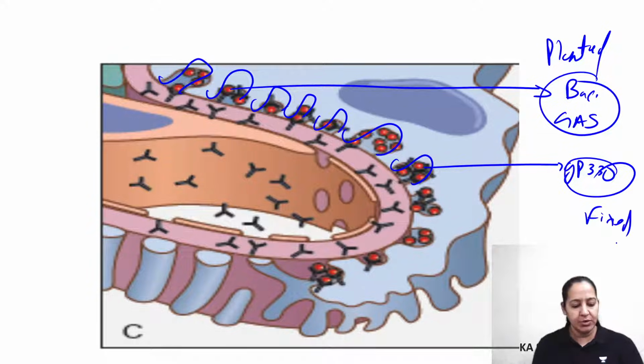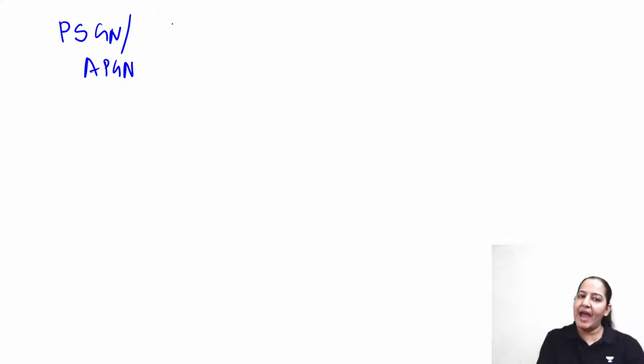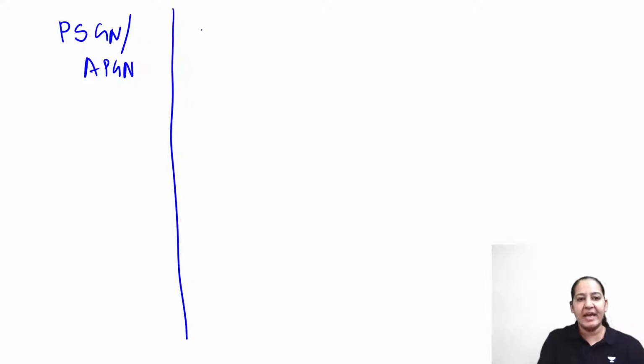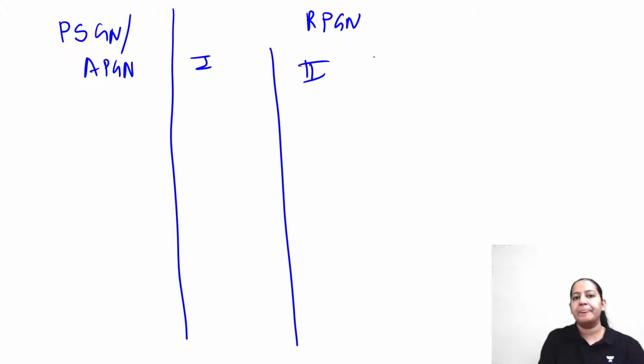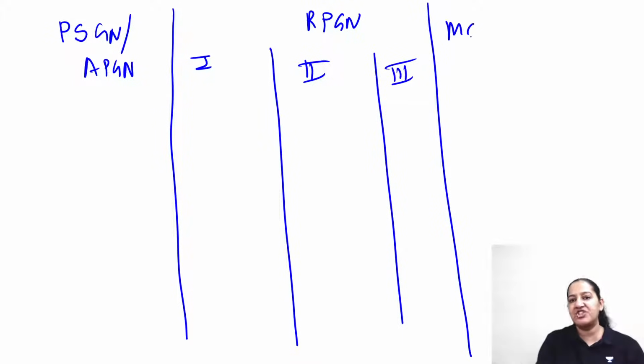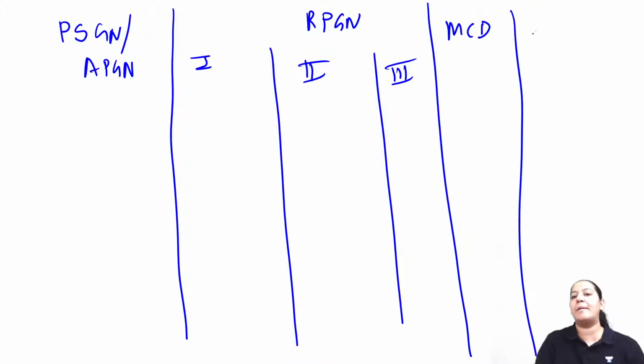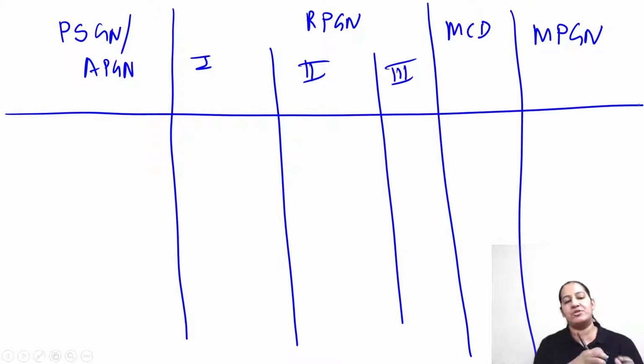You got my point? So till now, the first glomerulonephritis I taught you is PSGN or APGN, one and the same thing, post-streptococcal glomerulonephritis or acute proliferative glomerulonephritis. Then I taught you RPGN, rapidly progressive glomerulonephritis type 1. Then type 2, then type 3. After that, I taught you minimal change disease. And now I am teaching you membranoproliferative glomerulonephritis. I want to compare the etiopathogenesis of all the glomerulonephritis I taught you till now.